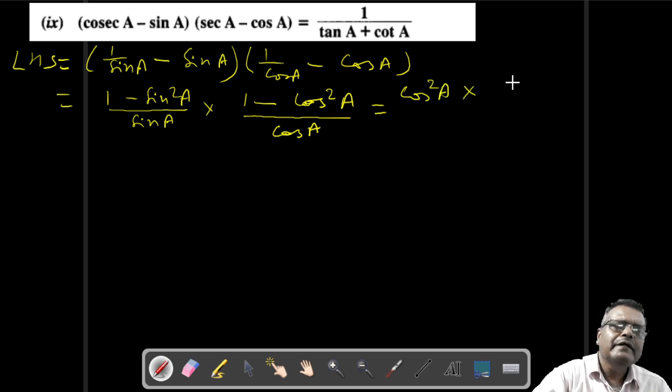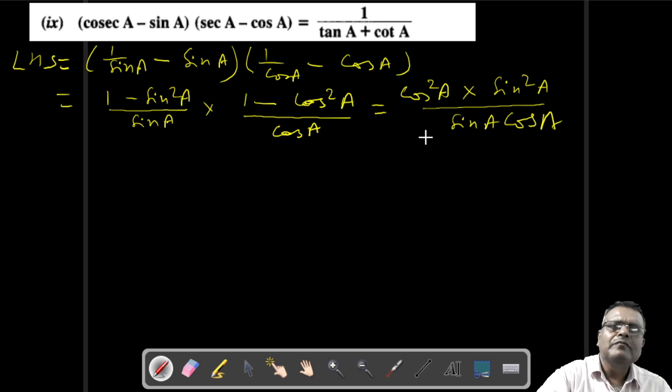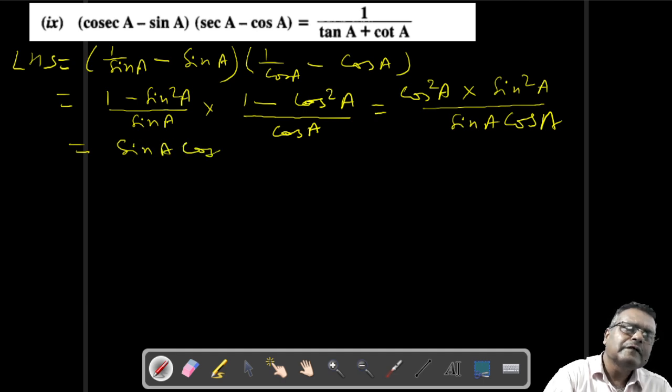So 1 minus sin²A is cos²A, into 1 minus cos²A is sin²A, divided by sin A into cos A. So sin A will be cancelled and cos A will be cancelled. Its value you will get is sin A into cos A. Let us see the RHS.